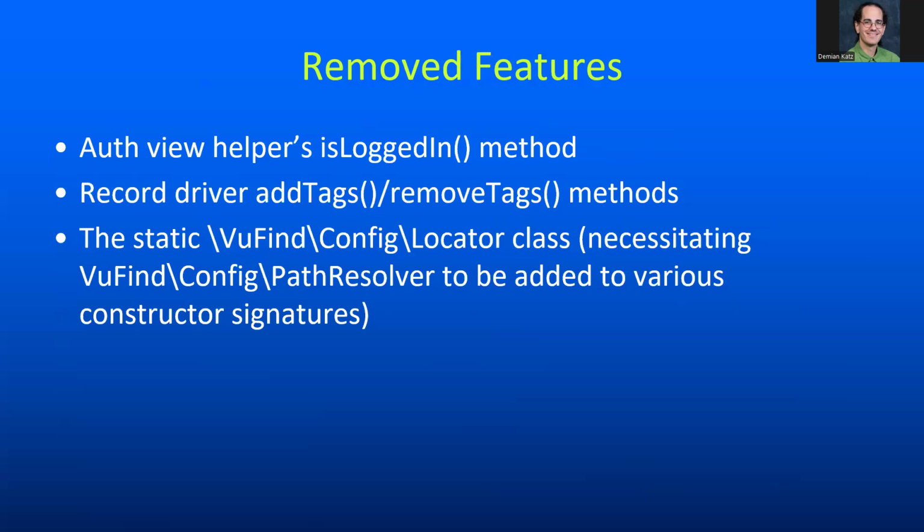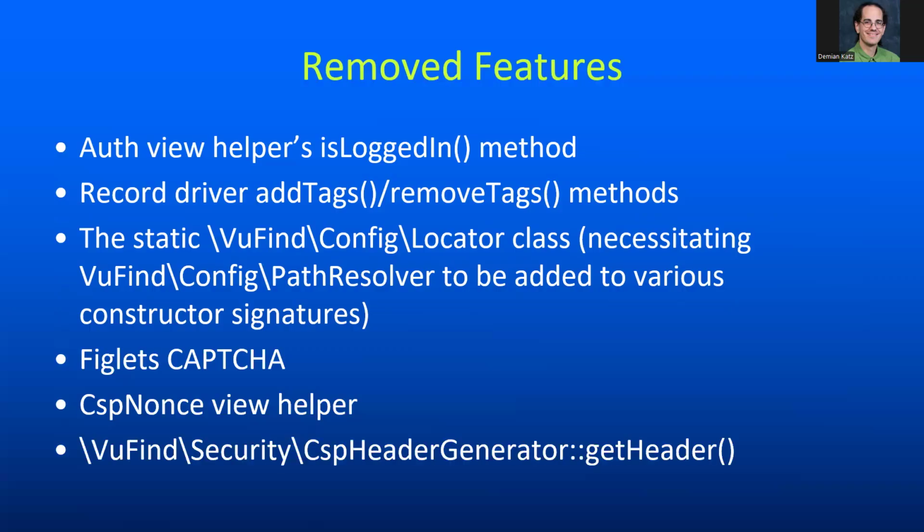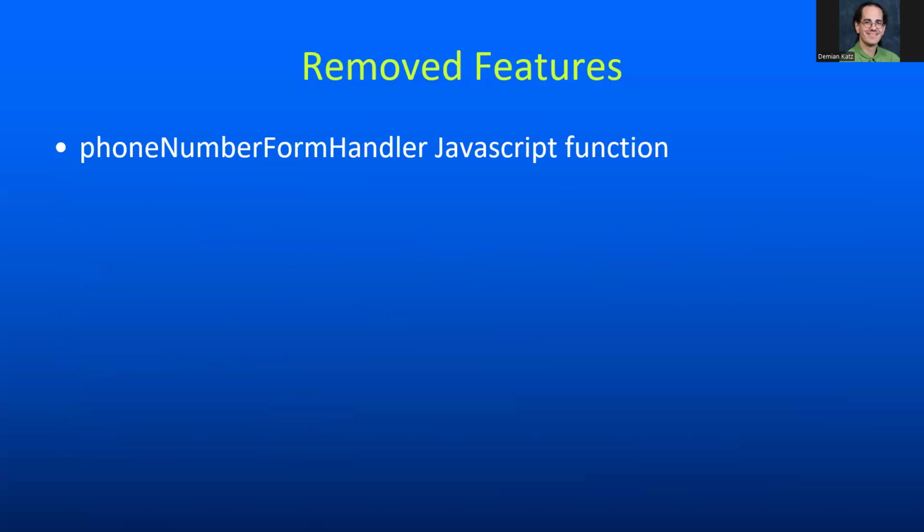So if you have any code referencing VuFind config locator, you'll probably need to do a little work to modernize it. We got rid of the Figlets CAPTCHA because the Laminas text library that was used to generate it has been abandoned. We got rid of the CSP nonce view helper because it was redundant. We got rid of the CSP header generator get header method. We got rid of the phone number form handler JavaScript function because that was part of some very old code that has been modernized.